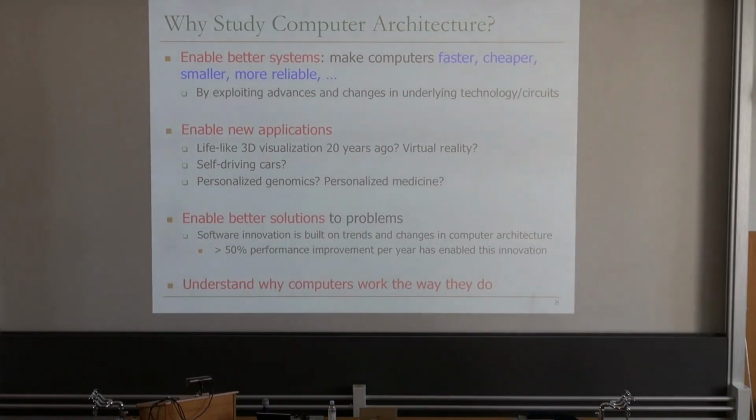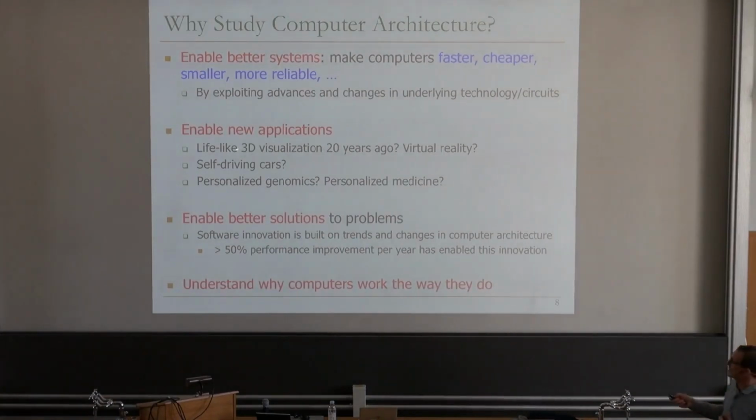You can make computers faster, cheaper, smaller, more reliable, more secure, by exploiting advances and changes in the underlying technology and circuits. We talked about the role of the architect looking down, for example, looking at the technology, right? What's happening. So you can exploit those. You can exploit the applications, of course. You can exploit the higher levels. You can enable new applications.